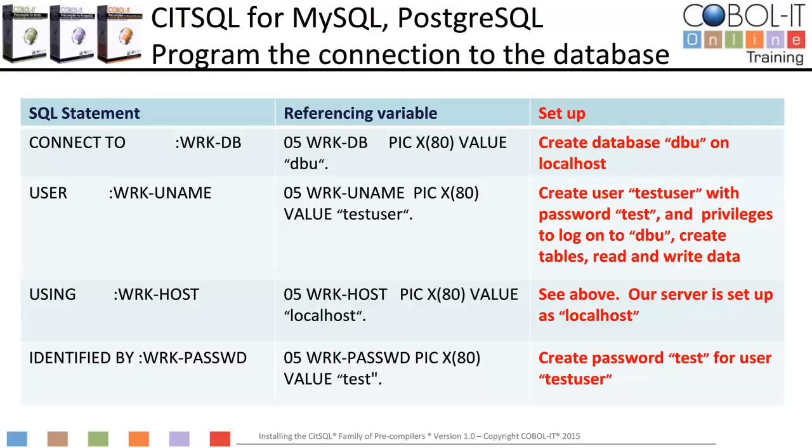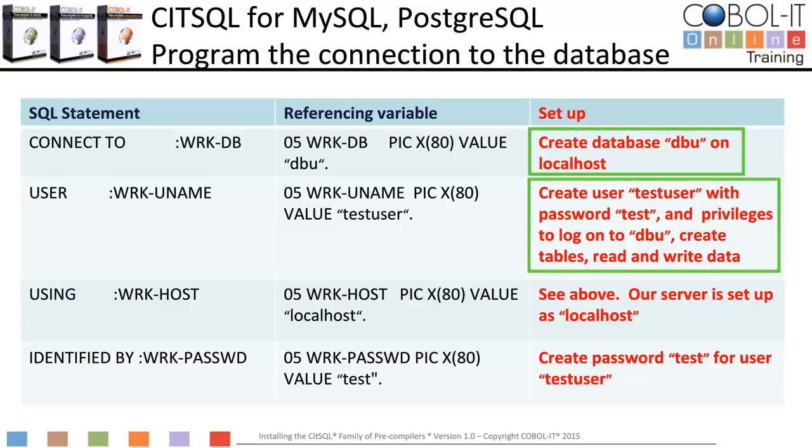Programming the connection to the database. Looking at the SQL connect statement more closely, we can see that we must create a database called DBU on the local host. We must also create a user called test_user with password test. The user test_user must have privileges to log on to DBU, create and drop tables, and read and write data to DBU.